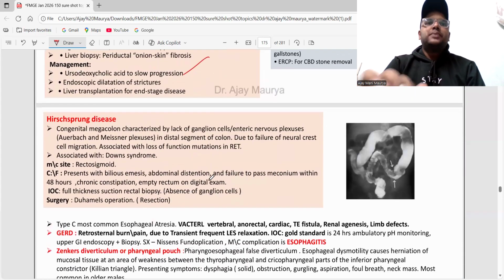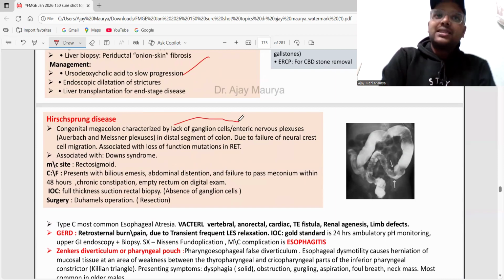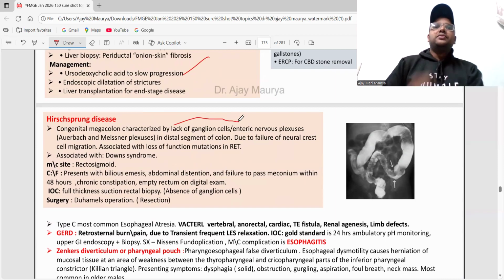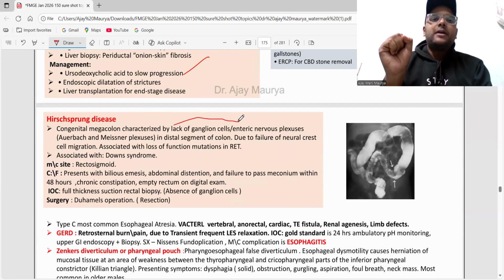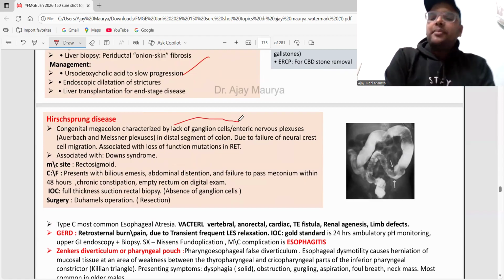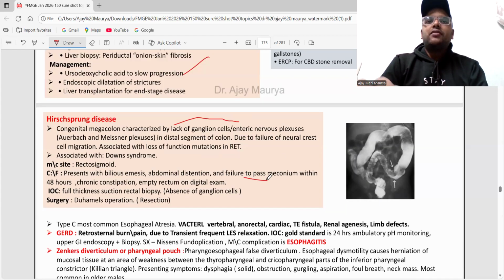Done. This is going to be Hirschsprung. In Hirschsprung, there is a lack of what? There is a congenital megacolon, lack of ganglionic cells here. Ganglionic cells are in the enteric nerve plexus. That's why there is a failure of neuroblast cell migration, so there is no contraction. That's why the patient will fail to pass the meconium. Okay, now there is a lack of ganglion cells.